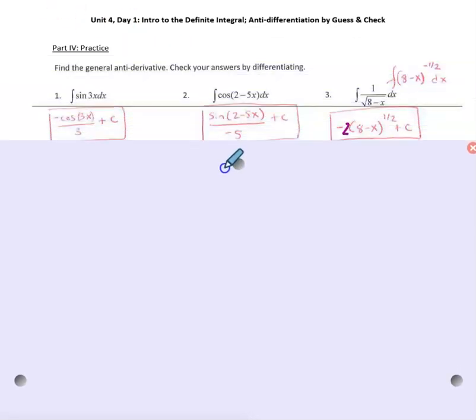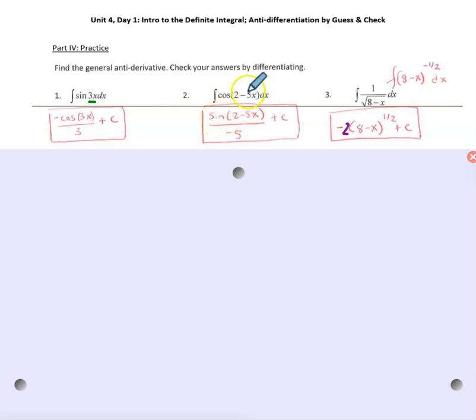So let's get started. For number 1, you know that sine is going to anti-differentiate to negative cosine, and because we have an inside function whose derivative is a constant, we're going to have to divide by that constant. Remember, when you differentiate with the chain rule, you multiply by the constant 3, so when you anti-differentiate, you'll divide by the constant 3. All right, cosine integrates to sine.